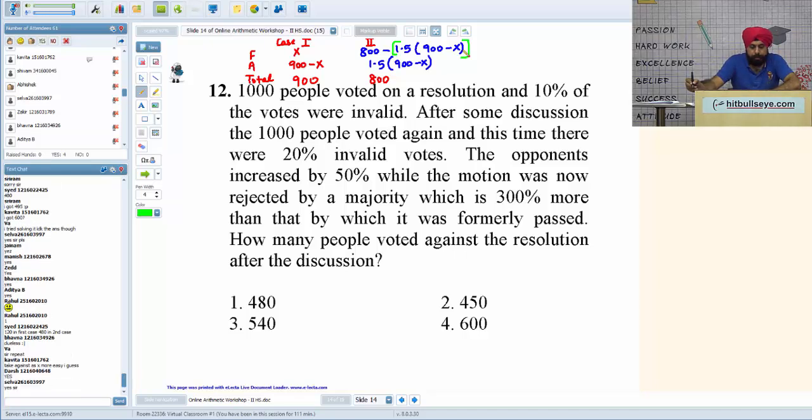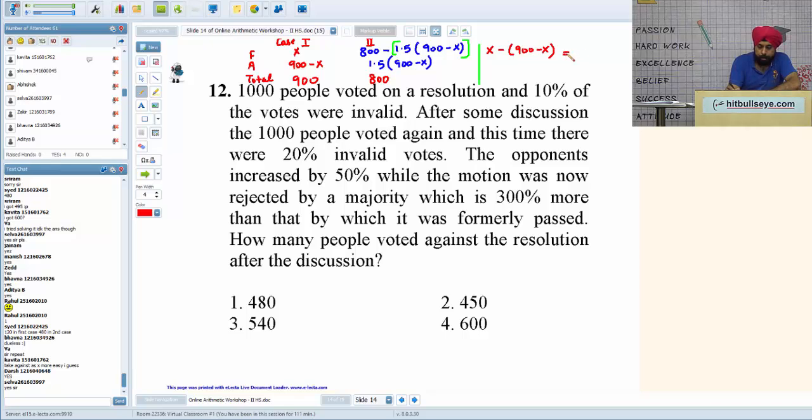Now here, students, very importantly, what is the case for the first? It would have been, in the first case, it was passed by X minus 900 minus X, and in the second case it was failed by.